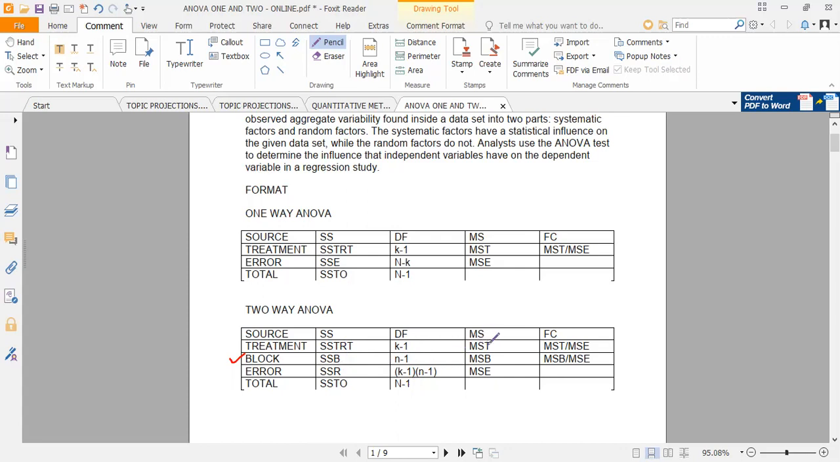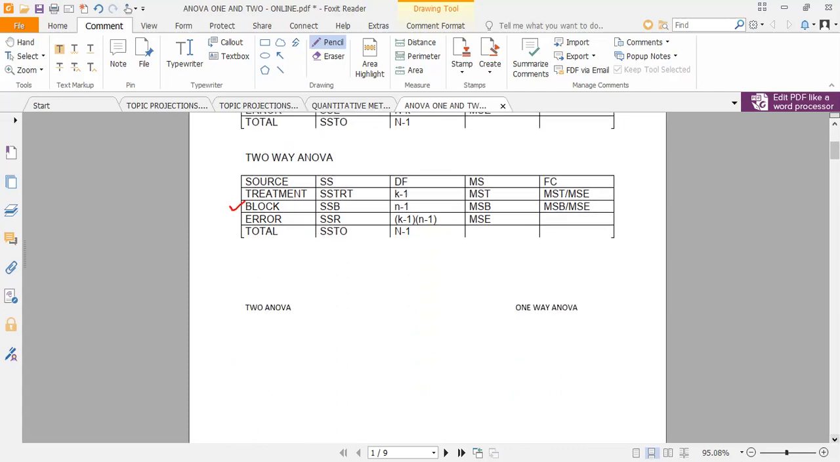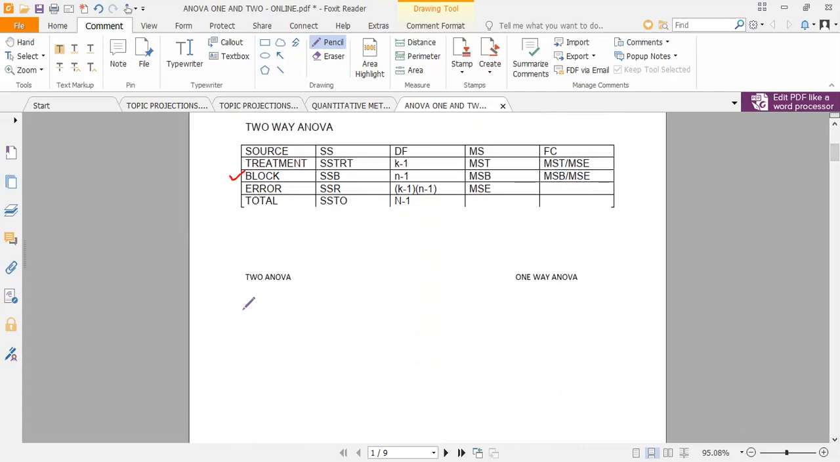So the mean square treatment, these are just abbreviations or acronyms: MSTRT, or MST, mean square treatment, mean square block, and mean square error. Then when we divide each of these by the error, we have what we call the F calculated. Now, the sum of square block is what makes a two-way ANOVA distinctive.